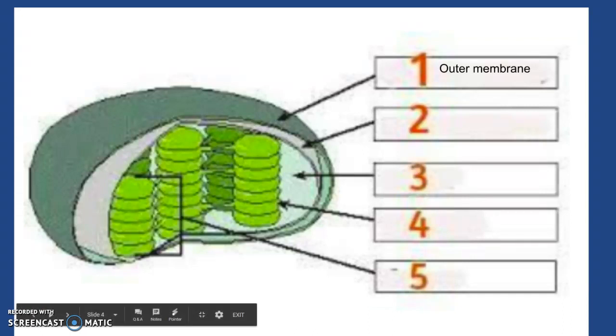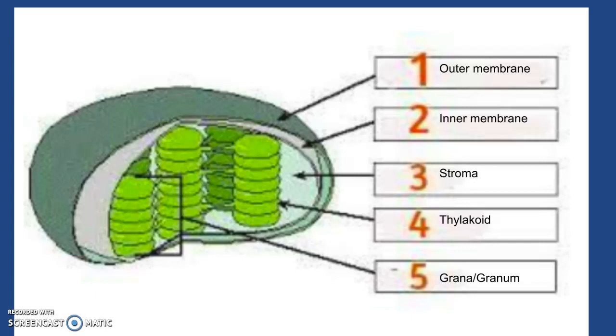So structure 1 and 2 should be pretty easy, the outer and inner membrane. Structure 3 is pointing to the liquid, which is called the stroma. 4 is pointing to a thylakoid, and 5 is pointing to a granum. All right, you can complete the worksheet on the chloroplast now.